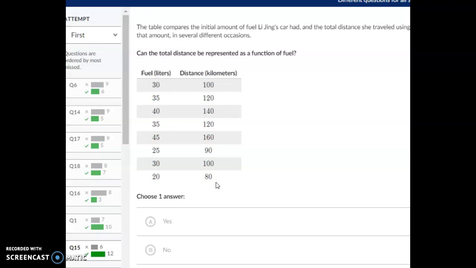I have to know that because I have to distinguish, does each x value only have one y? So right away I see 30 appearing twice. But notice 30 only has 100. So let me check some others. 35 only has 120. And that's what I'm looking for. If each x, even though it appears more than once here, if each x is only associated with one y, meaning when x is 20, then y is 80. When x is 30, then y will always be 100. Then we can say, yes, that is a function.